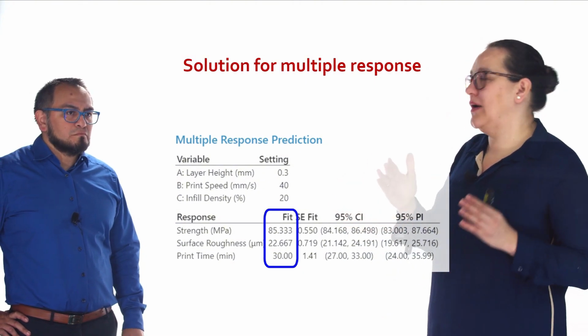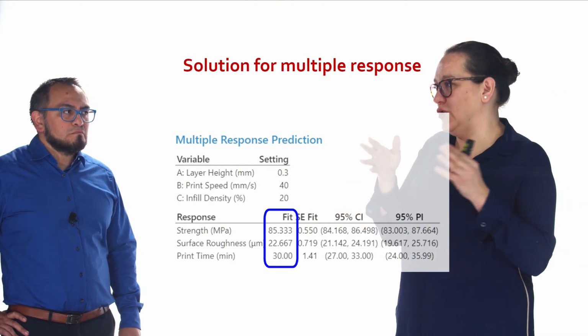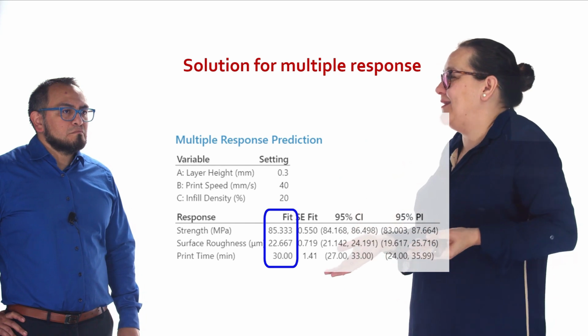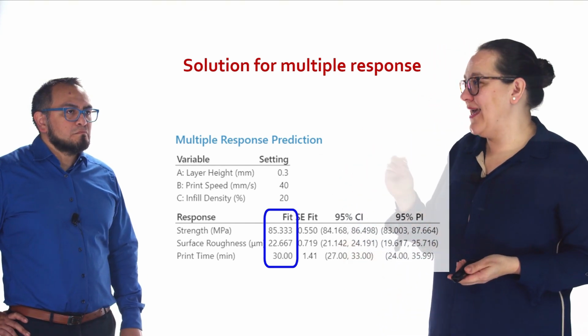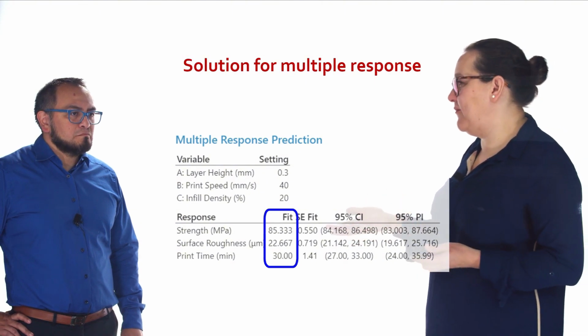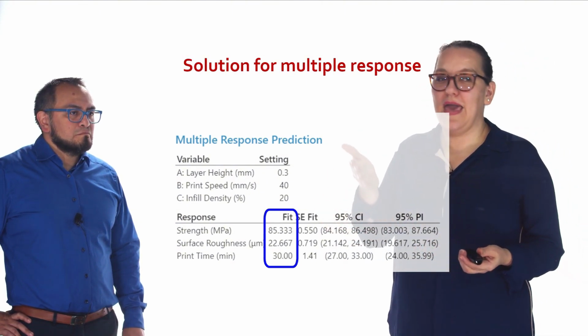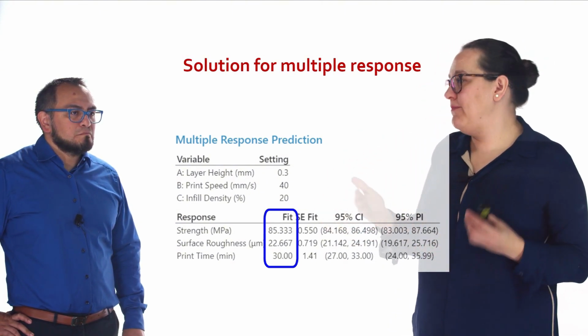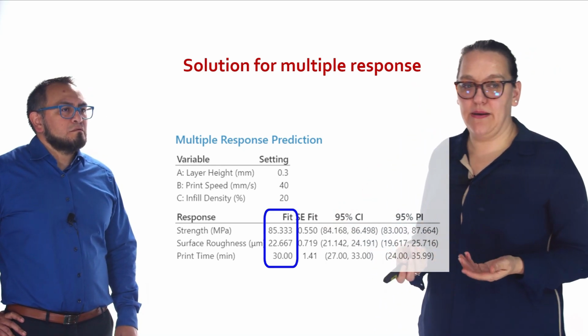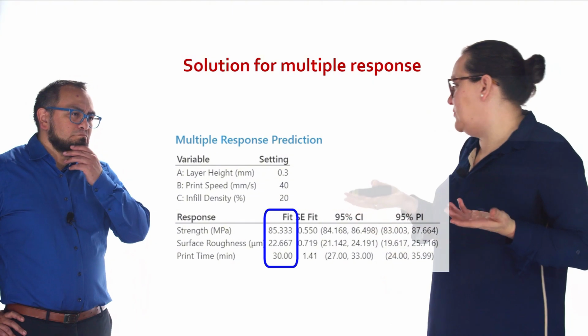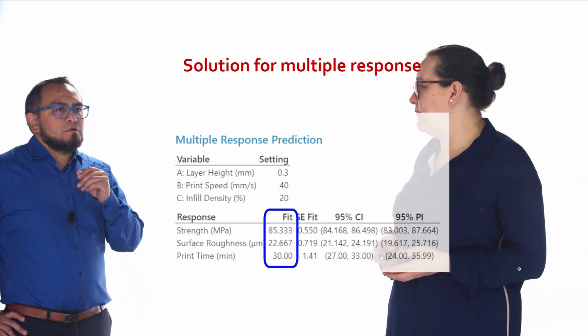And in the fit, those are the expected values for the strength. We also have a confidence interval because we know there is variability in the process. So it's not that you will always get 85 megapascal for strength, but it could be from 84 to 86. That's the expected range. So now here is good. You have a unique solution.